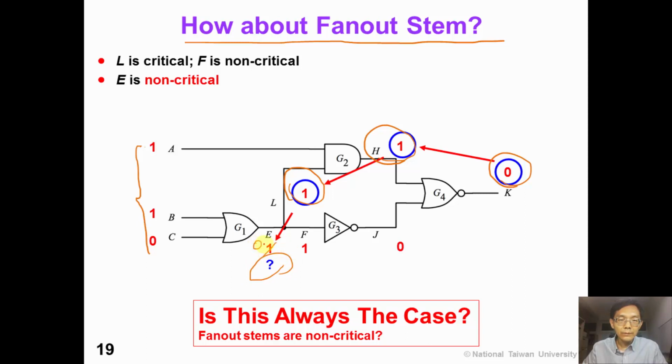Suppose we flip the value of E to 0, and this would be flipped, this would be flipped, this would be flipped. J is also flipped. So we can see that K is not changed. So we know that E is actually non-critical. So is this always the case? I mean, are fan-out stems always non-critical? Can we prove that?